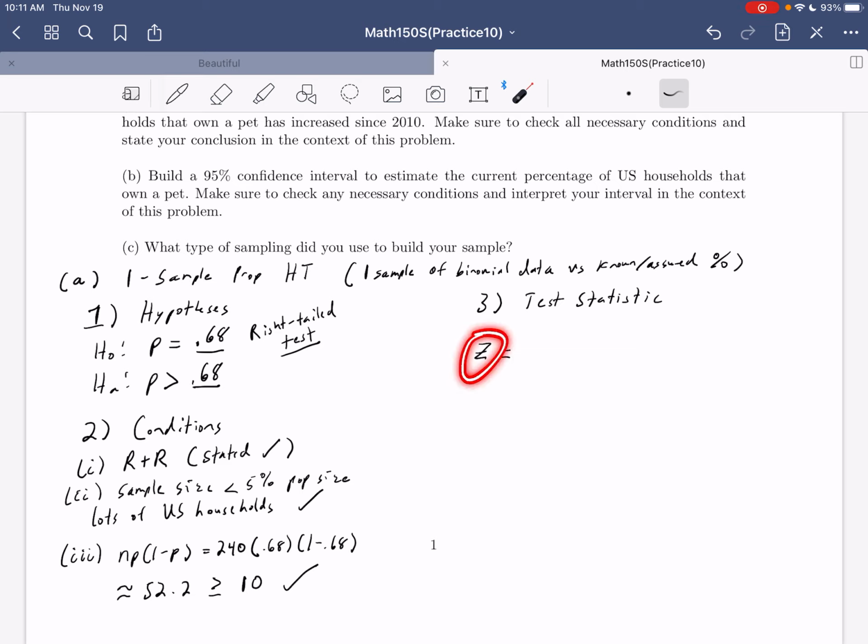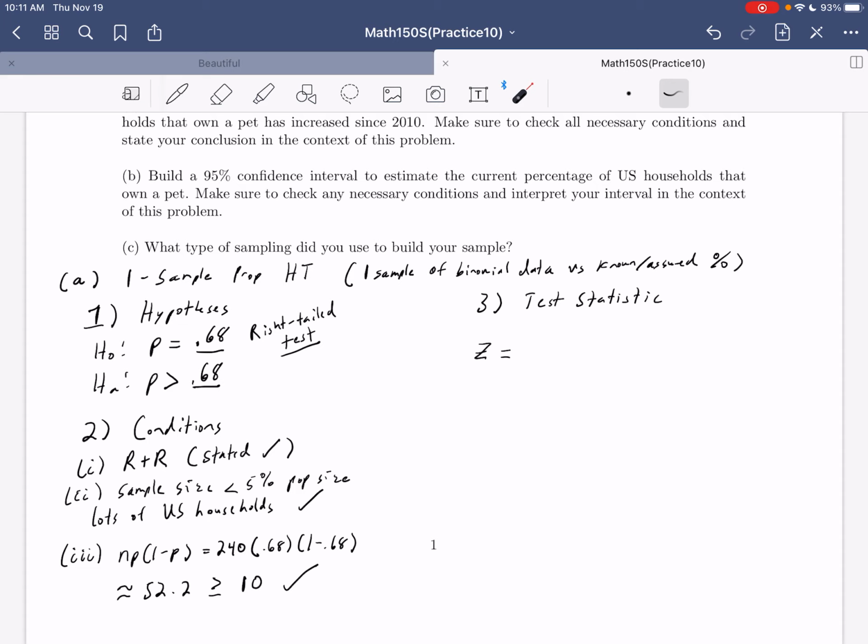Remember, we're back to having a z-test statistic because, unlike the mean procedures (one sample mean, two sample mean, matched pairs) where we had to use t, remember that t-test statistic came from having to estimate the population standard deviation with the sample standard deviation. Here, because we're working with something that is categorical, specifically binomial, we don't have to worry about that approximation of population standard deviation. So we can use our standard z-test statistic.